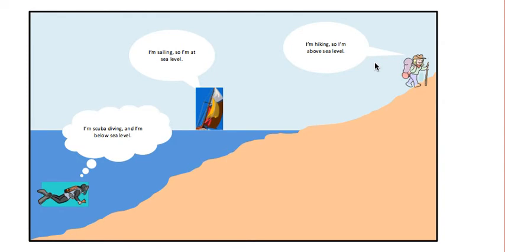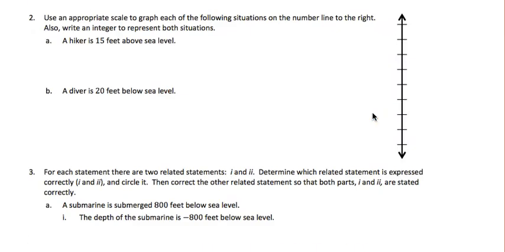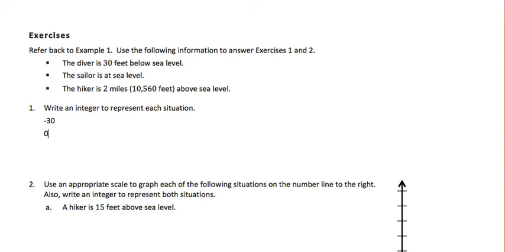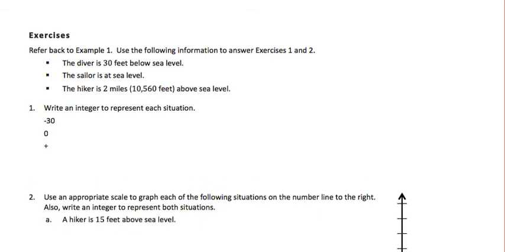We're asked in question 1 to write an integer to represent each situation. So our diver would be at negative 30 feet. Our sailor would be at 0. That is the place where the dividing line is. Our numbers become positive going above sea level, and our numbers become negative going below sea level. Our 0 is our dividing line. And the hiker is at a positive 10,560 feet.